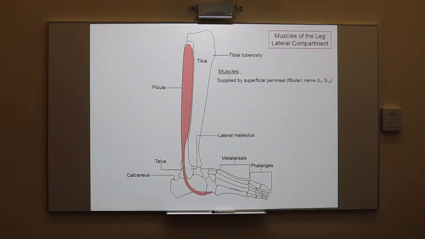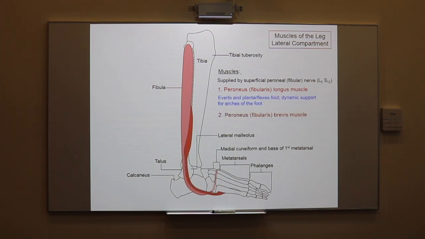Then the second muscle here is the peroneus brevis, and this muscle is going to arise from the lower 3/4 of the lateral surface of the shaft of the fibula. It is going to pass below the trochlea of the calcaneum, and it is inserted on the base of the fifth metatarsal bone. So it is attached to the tuberosity of the fifth metatarsal bone. The action is eversion of the foot. Nerve supply of these muscles is the superficial peroneal, or fibular, nerve.